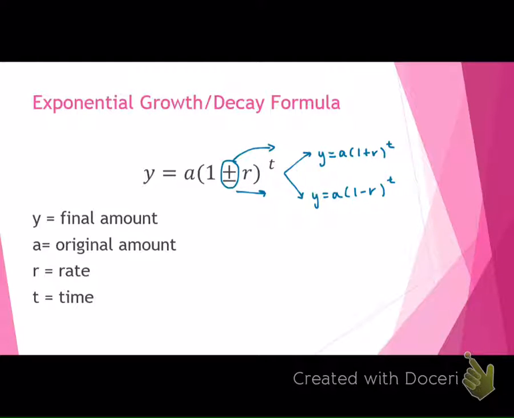So which one do you guys think is growth? The plus sign, right? That makes sense that adding would be growth and the subtraction would be decay. So that at least logically makes sense. So let's talk about what each thing means. So Y is your final amount, whatever you're talking about, whether it be population or amount of money you have or anything that you're talking about, okay? So that's your final amount. A is the original amount, so how much you started with. So this is your starting amount.